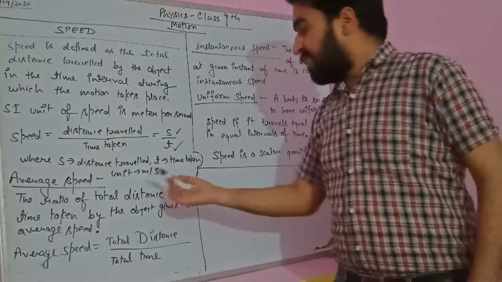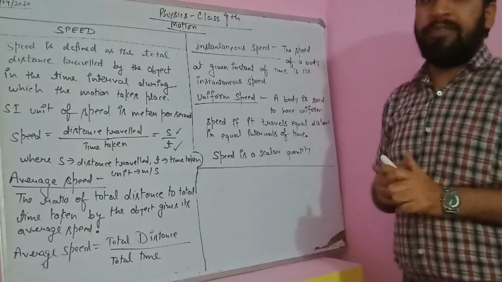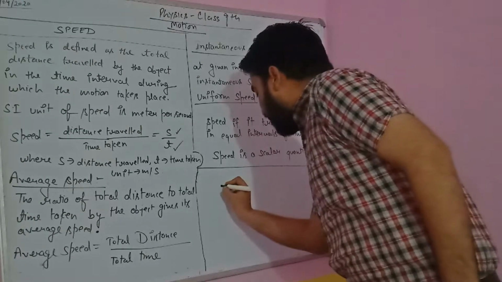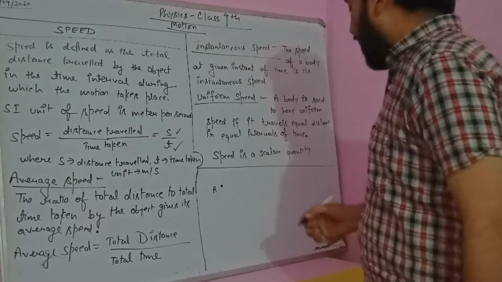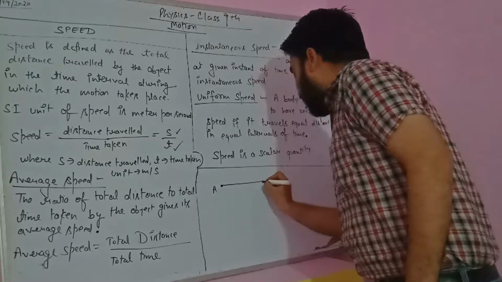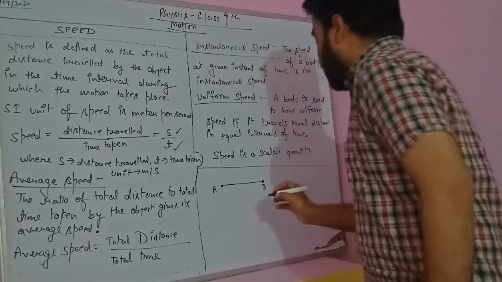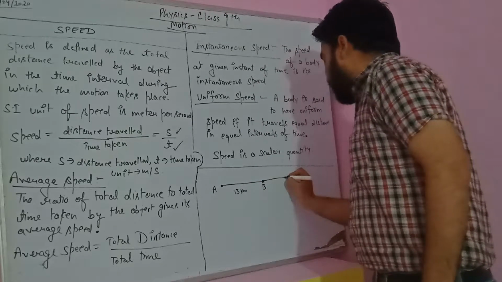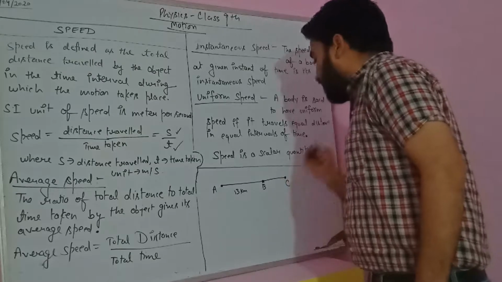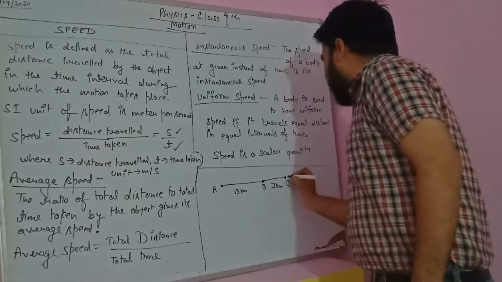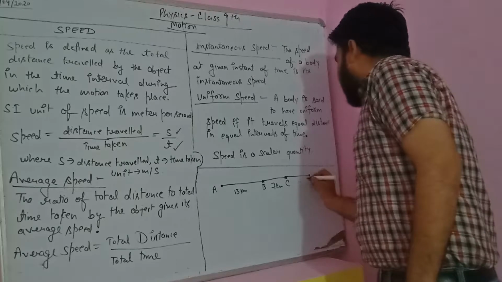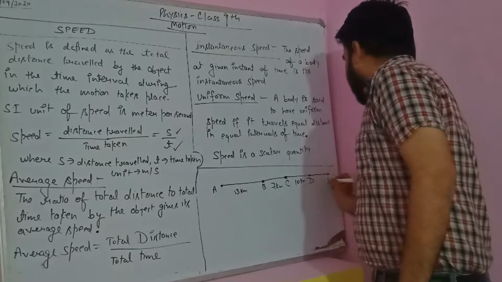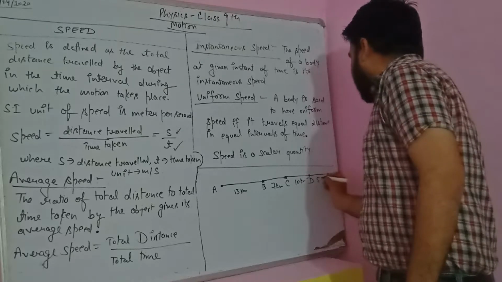Now average speed. What is average speed and why do we need it? Suppose an object was in location A and travels from A to B, a journey of 13 km. Then from B to C, a journey of 7 km. Then C to D, a journey of 10 km. Then D to E, a journey of 5 km.